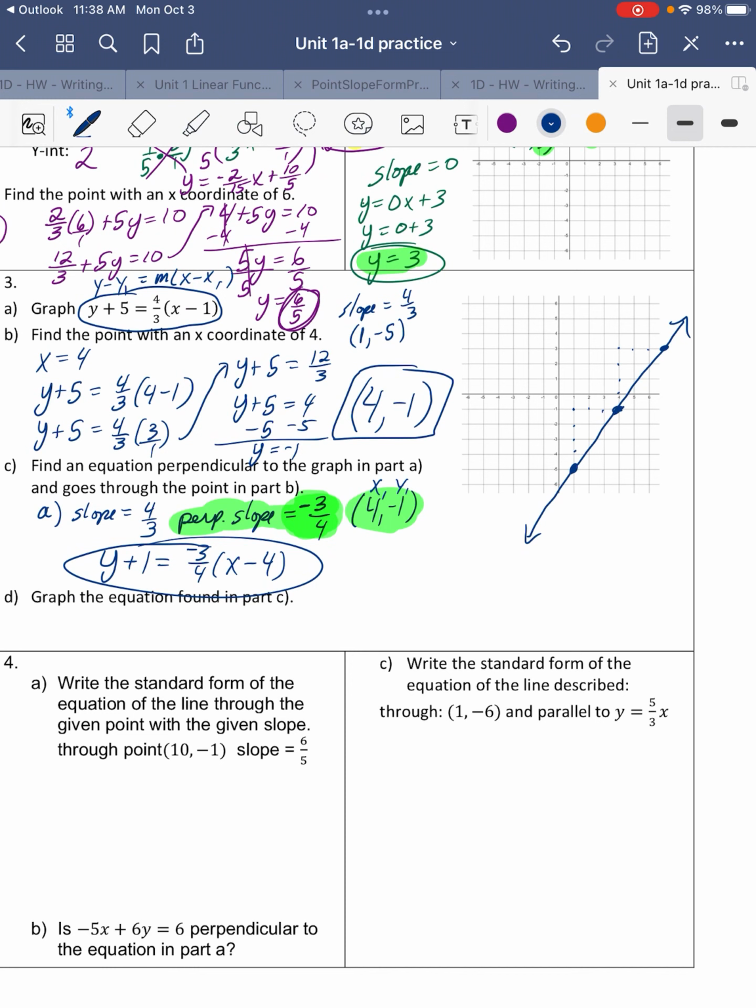And I'll graph that equation. So in D, let's graph that. I'm going to do it in purple. I'm going to use my point, (4, -1). Here we go. It's (4, -1).